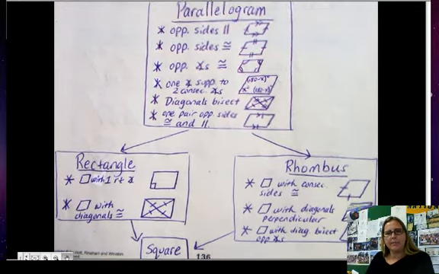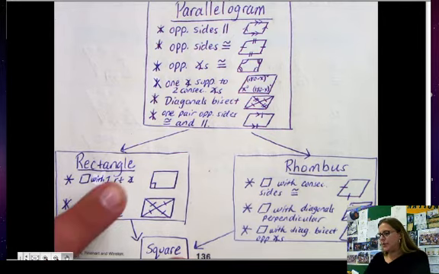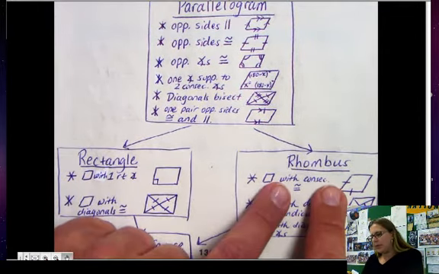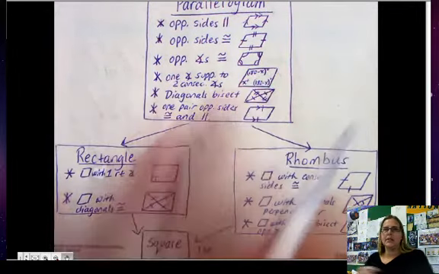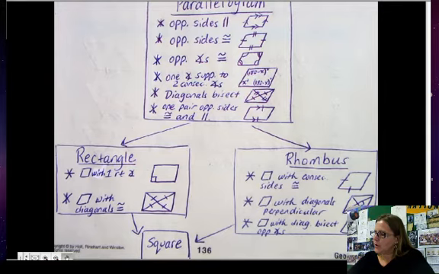And there you have it. And once again, if you want to do a square, you have to do one from here and one from here to show that it's a rectangle and a rhombus, and one from up here to show that it is a parallelogram. So these are the properties of our special quadrilaterals.